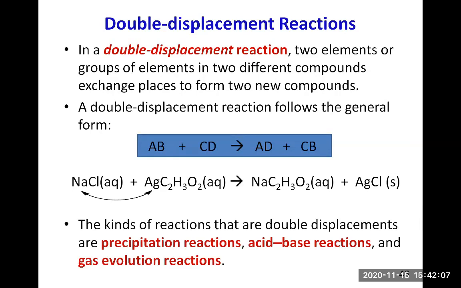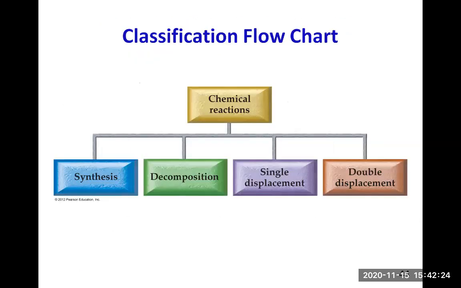And so the kinds of reactions that are double displacements are precipitation reactions, like the example above, acid-base reactions, and gas evolution reactions. All of these are typically double displacement reactions. So this summarizes how we can classify chemical reactions by what atoms do. They can be a synthesis, decomposition, single displacement, or double displacement.